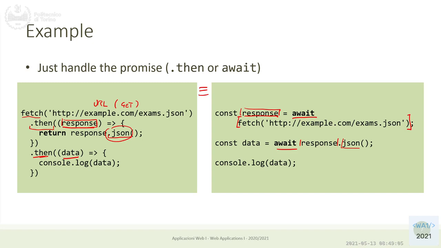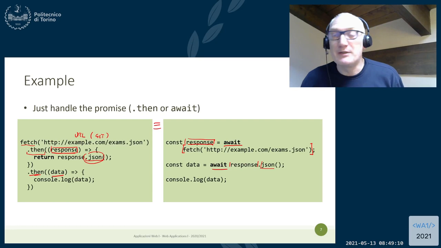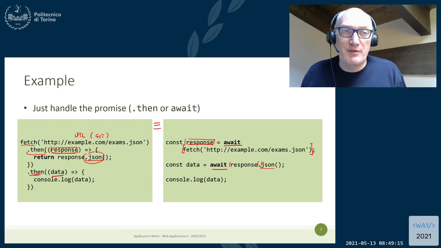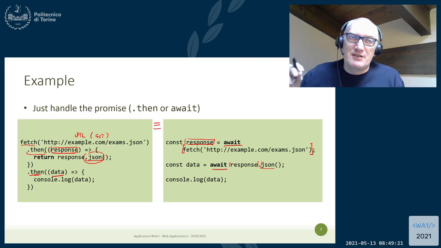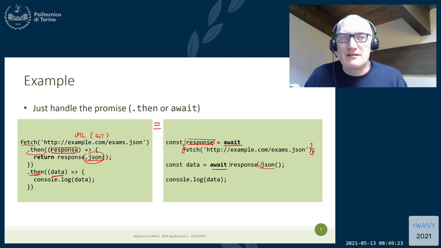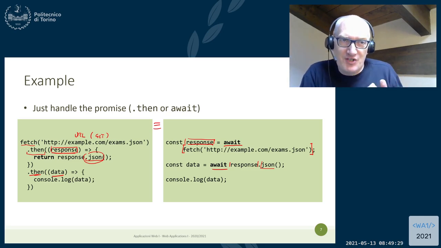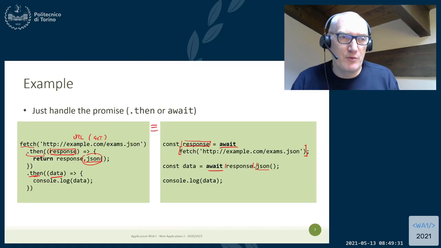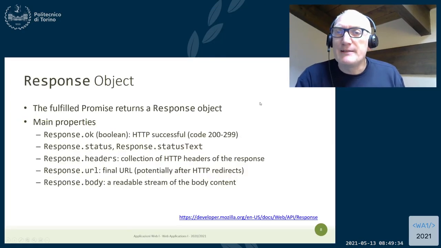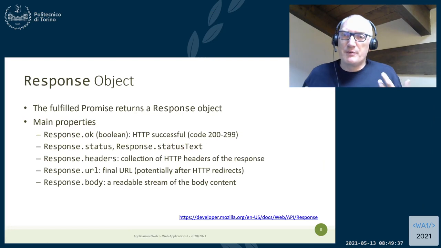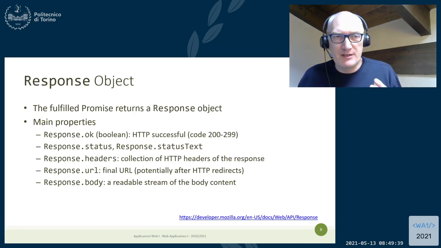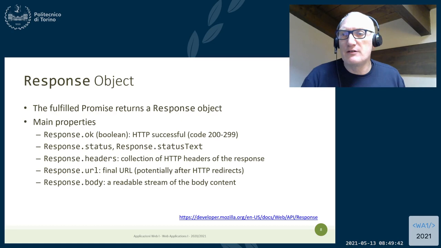So you can choose whether you prefer working with then and catch, or whether you prefer working with await and try catch. It's totally up to you. It's just the basic mechanics of promises, so there's nothing new. The new thing is that this promise will have to wait, because we get information from a server and not just from the same browser that we are used to working on up to now. Okay, so we say that fetch returns a promise, and this promise will resolve to a response.